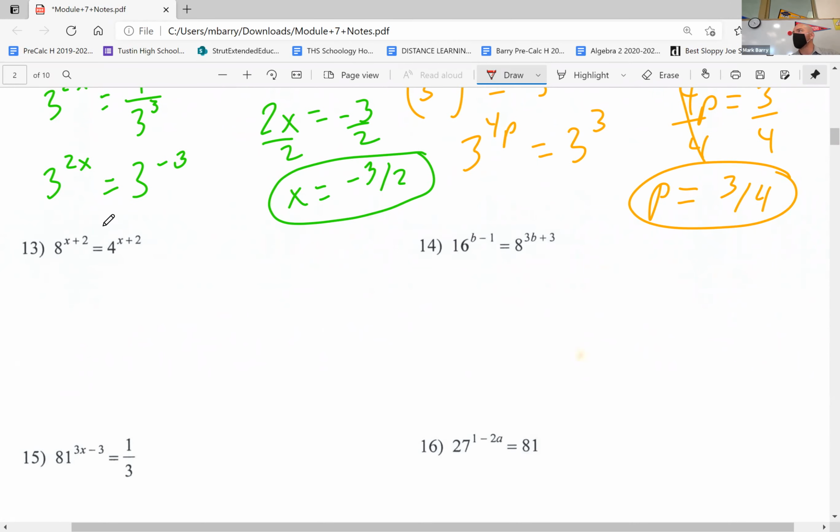So what base can I write both of these in? Well, it's got to be smaller than both of them. I think that base has to be 2, right? So I know 8 is 2 to the third, and that has the x plus 2 on the outside. I know 4 is 2 squared, and that also has an x plus 2 on the outside.